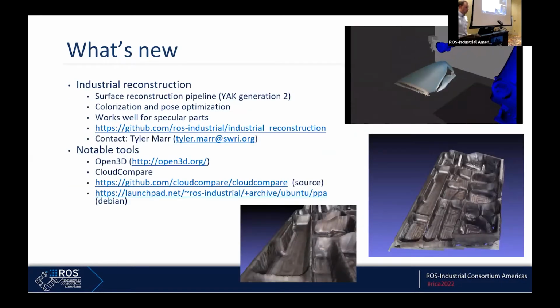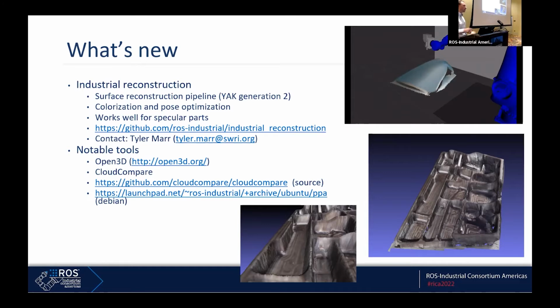So some more perception related stuff. We demoed this here at Automate, but we've been working a lot on our surface reconstruction pipeline. Tyler Marr at Swery has done a lot of work here, creating a generation 2 of our YAK algorithm that we're calling industrial reconstruction. It's essentially a way of aggregating a lot of sensor data to reconstruct surfaces quickly and accurately. This has worked really well for really reflective and highly specular parts. It's been a huge improvement for us for generating surfaces and doing this whole scan and plan idea. And it integrates color data as well.